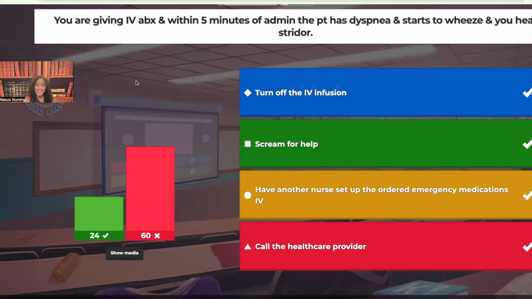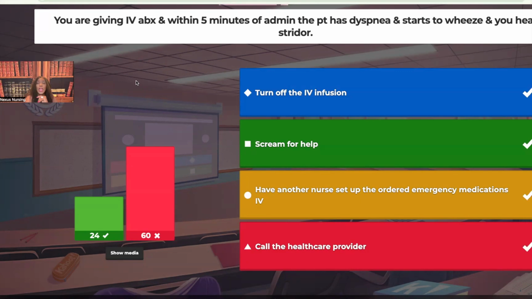Okay, let's talk about this. Only 24 of you guys got this correct. Here's what we're going to do. Whenever you're giving a patient an infusion and you suspect the infusion is harming your patient because within a couple minutes they start having these clinical manifestations, the first thing you always do is stop what's harming the patient. So the first thing we're going to do is turn off the infusion.